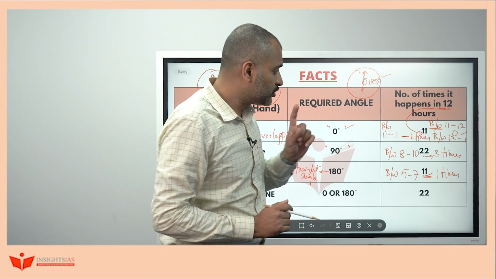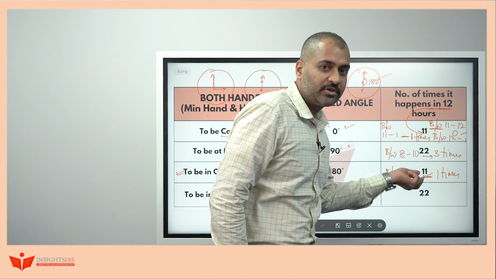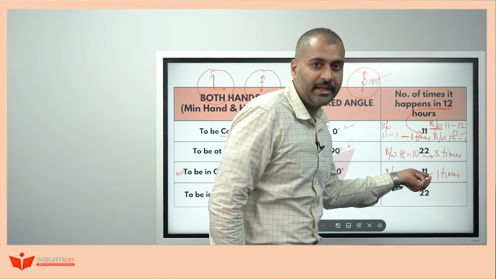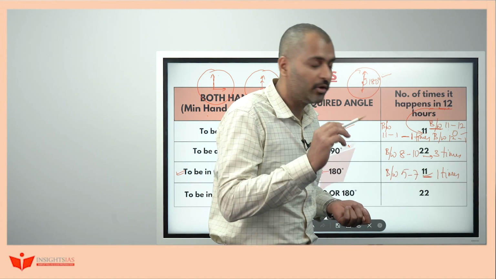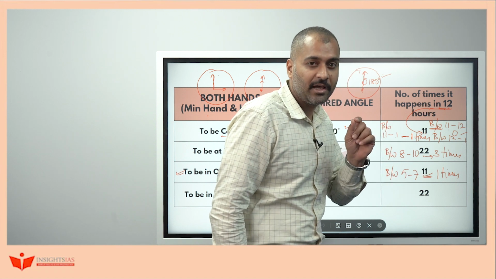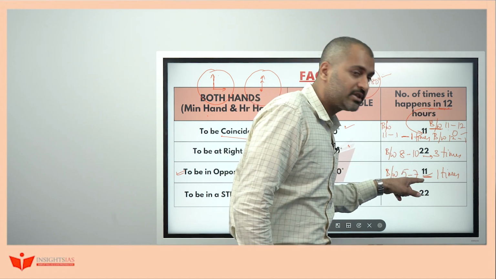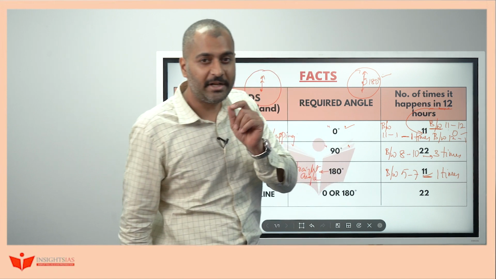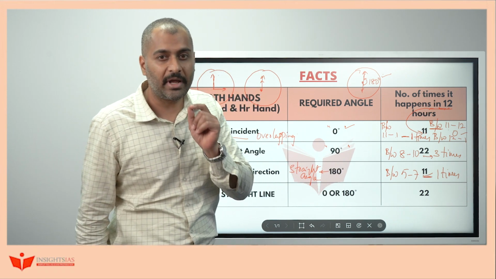So, if the question is between 5 to 6, how many times do they make an angle of 180 degrees? 0 times. Between 6 to 7 also 0 times. They never make an angle of 180 degrees. So, between 5 to 7, they make an angle of 180 degrees only at 6 o'clock exactly.